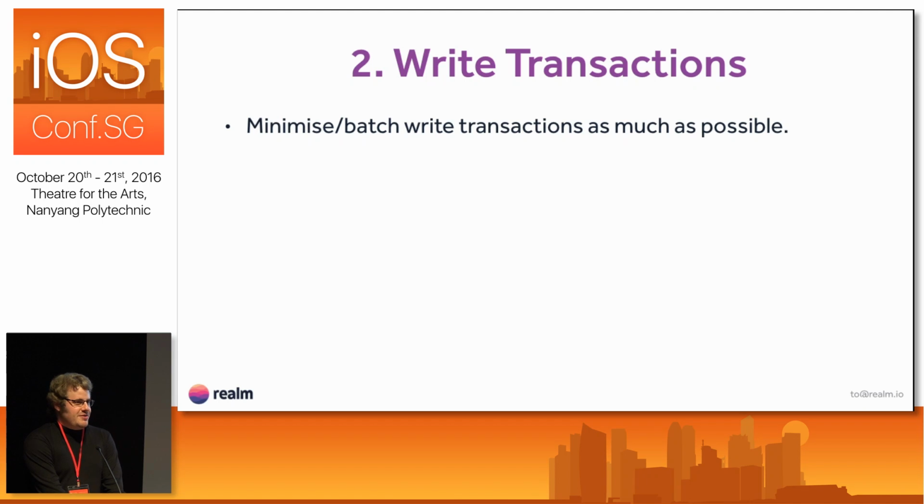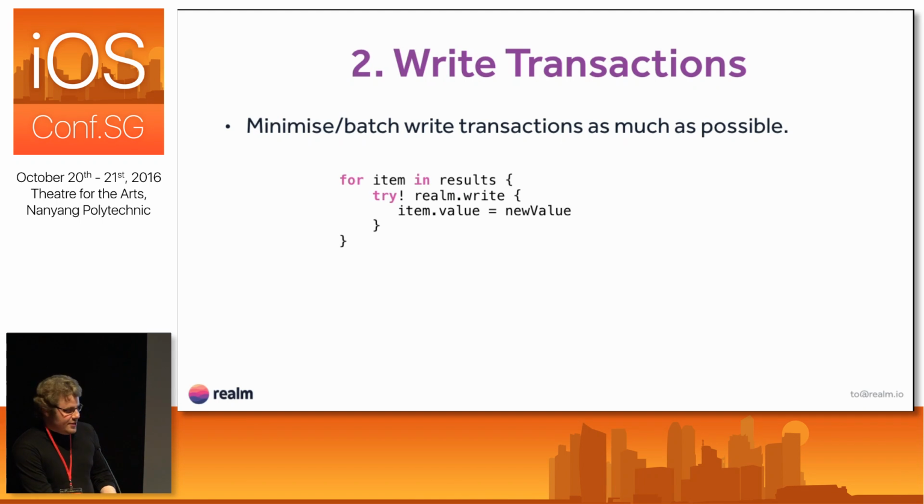So you saw what a write transaction is. It's just a simple closure, realm.write. But the thing we really want to recommend is that you try and minimize them as much as you can. A pretty innocent looking bit of code here is you're going through a for loop and modifying a value for each iteration of the for loop. The problem is, because the realm write transaction is inside the for loop, you're opening and closing a write transaction every single time the loop iterates.